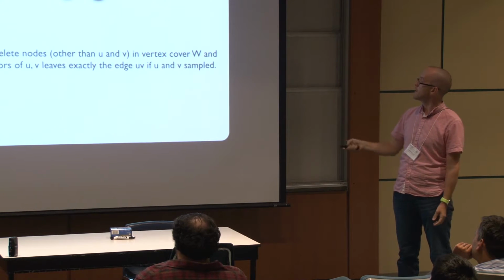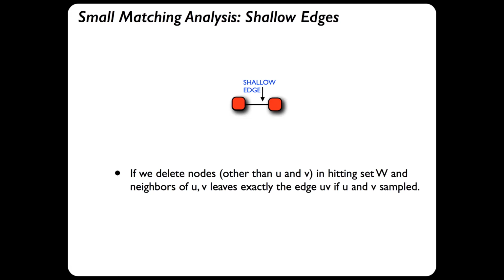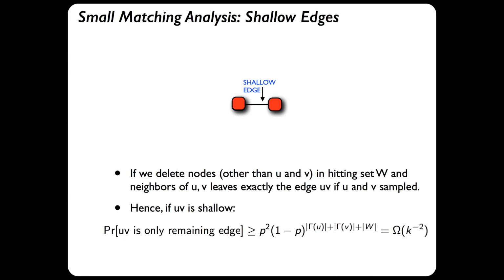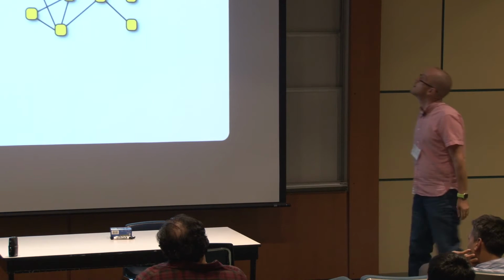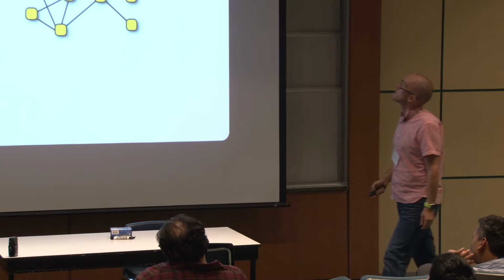So the probability that you didn't pick nodes in the vertex cover and you didn't pick the neighbors, you can work out to be something like 1 over k squared. And so you're repeating this process order k squared times. So after order k squared log k repetitions, we've sampled that shallow edge with high probability. Okay. It's kind of a cool effect, but not deliberate.